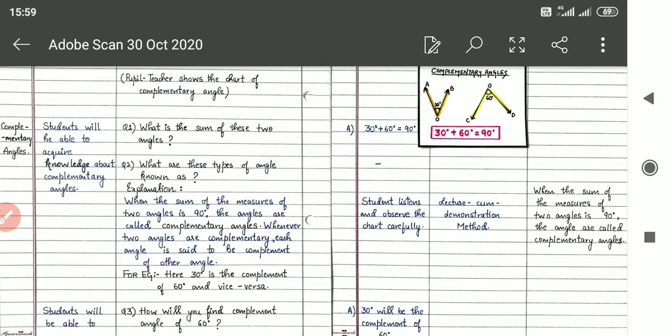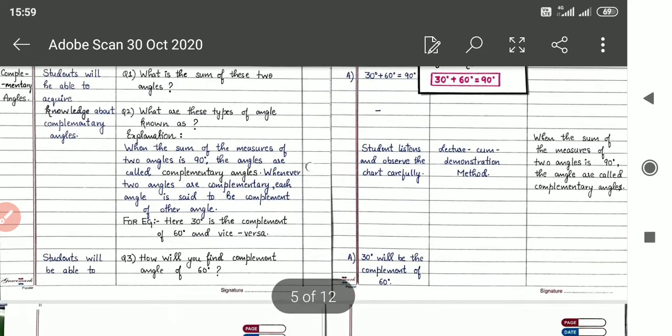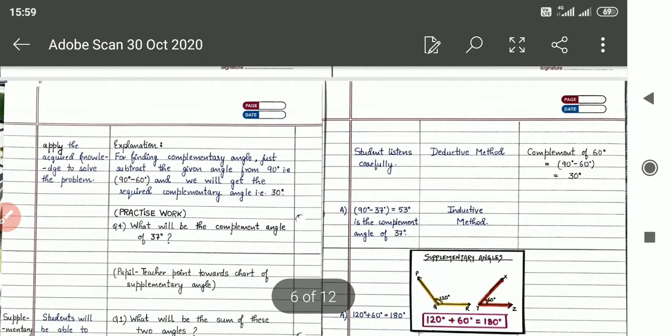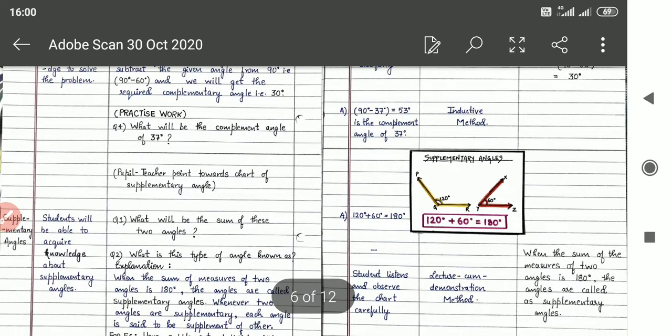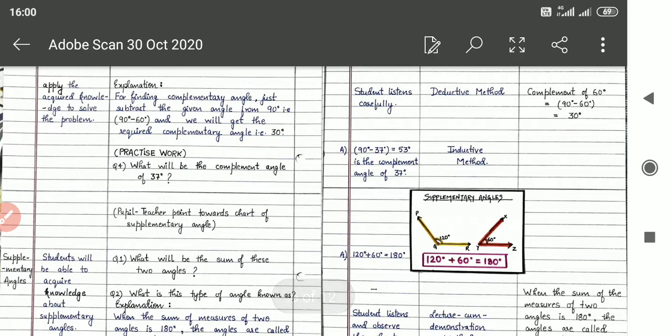And the method used here is lecture cum demonstration method. That is, pupil teacher is showing the chart paper as well as asking the question and then explaining the content. Then you can see after that the teacher is explaining how the complementary angles can be calculated, and for that practice work is done, questions are done. In this method, the inductive deductive method is used.